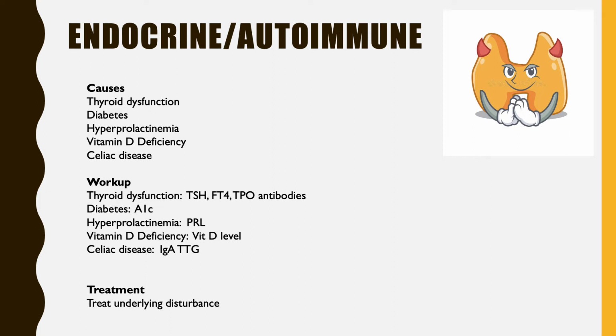The workup is specific based on what type of endocrine or autoimmune condition is underlying, so this would include your TFTs, as well as TPO antibodies for a thyroid dysfunction workup, an A1C to evaluate for diabetes, a prolactin level, a vitamin D level, as well as your TTG IgAs. And for treatment, it varies depending on the underlying disturbance, which you would want to correct.